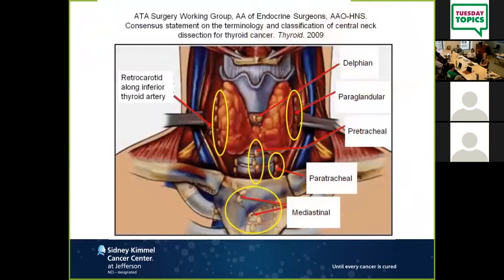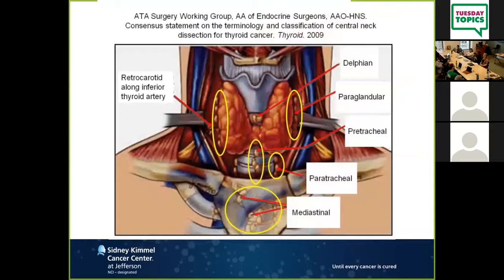These are the places in which we are looking for, I don't know what exactly they're specifically looking at, but the lymph nodes in the central portion of the neck can be in multiple places. That's all this picture is really trying to say.